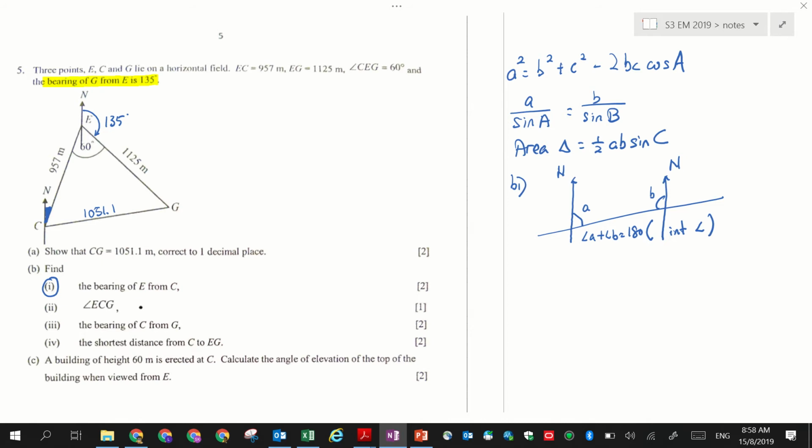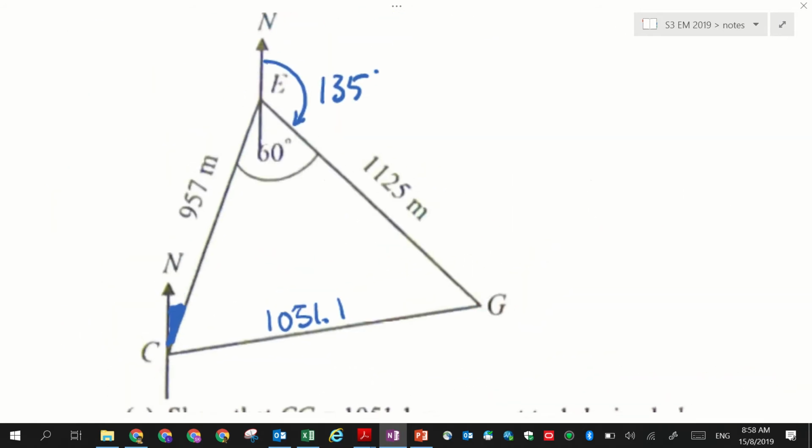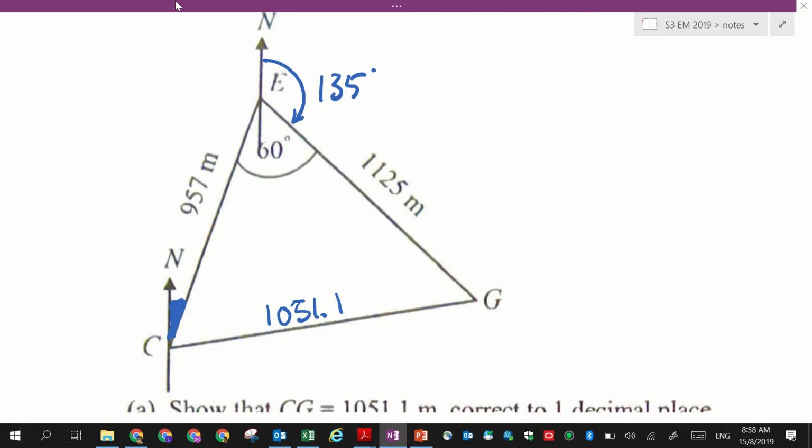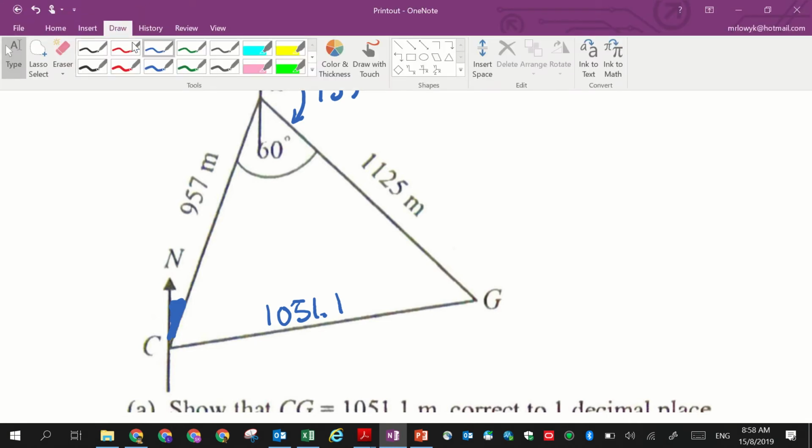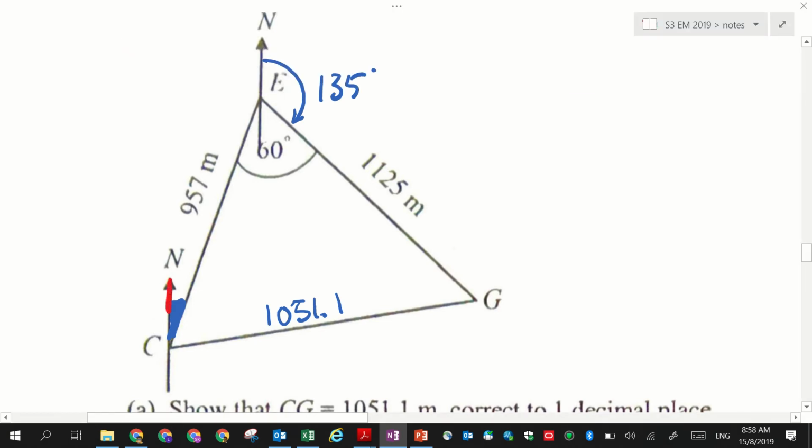So let's dive into the diagram and see where are the parallel lines. Do you see the parallel line? So maybe I use a red color to draw. Do you see this, and this? So if you have this, that means this and this add up to be 180. So like that helps you to solve B part 1. No sine, no cosine rule.